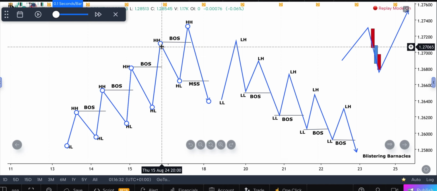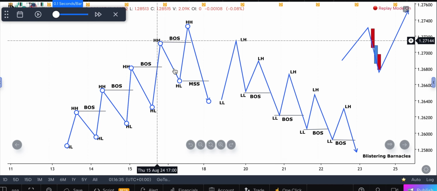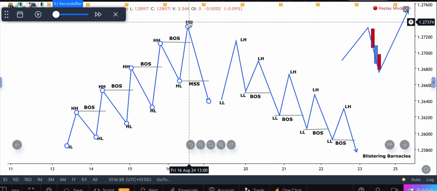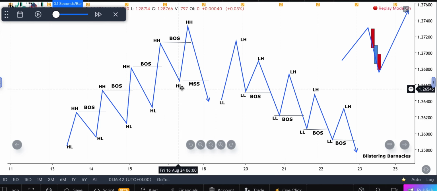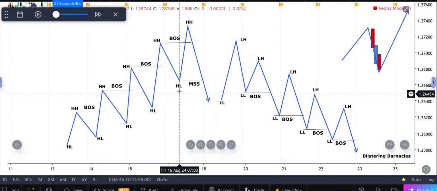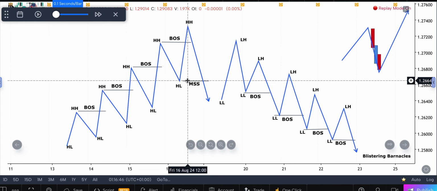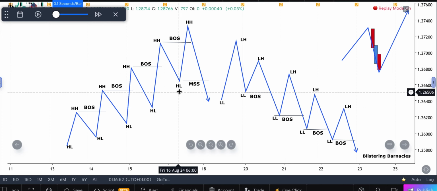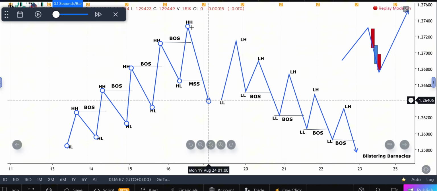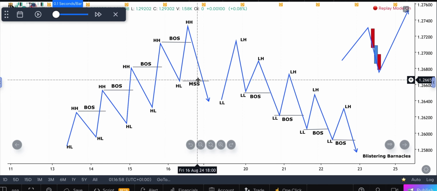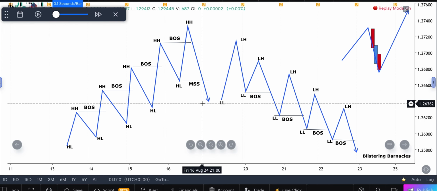So now you can see that price was printing higher high, higher low, higher highs. Whenever price violates the higher low, we have now changed structure from uptrend to downtrend. So you can see that this higher low was violated by this guy. So now we mark this out. This is the market structure shift. So now we are looking for how to sell.